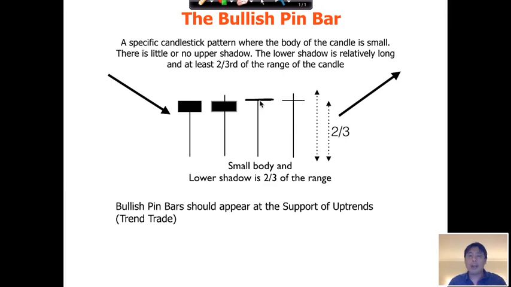And I'll talk more about support and resistance in the lessons to come. But just understand that it has to appear at a support level where there's something supporting the bullish pin bar before it can reverse up. It can't appear out of nowhere. Okay? And ideally, the bullish pin bar should appear not just at the support, but at the support of a clear uptrend. And again, I'll talk about trends in a while.